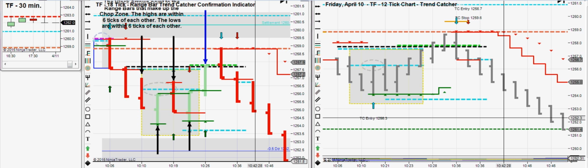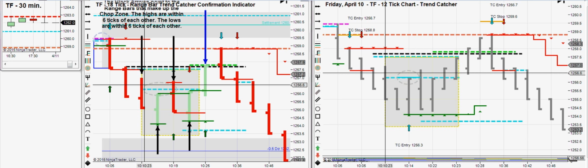To be considered exiting the chop zone, you need two range bars closed in the same direction or more, but the last one has to have closed outside of that yellow chop zone. How do I determine the chop zone? I determine the chop zone based on three or more bars.